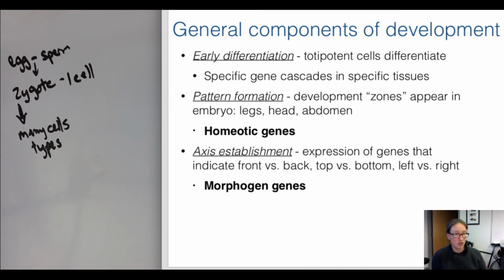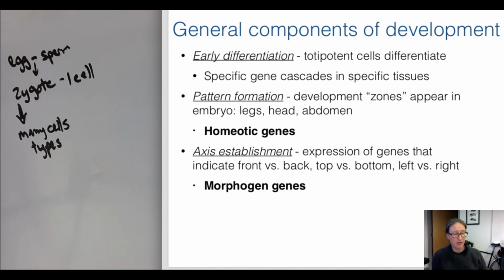Another component to development is called pattern formation. And this is the process of different development zones starting to appear in an embryo. So an identifiable zone that's going to develop into something like legs, the head, or the abdomen. And the genes that control the process of pattern formation are referred to as a collection of genes called the homeotic genes. So that's the second component of development.